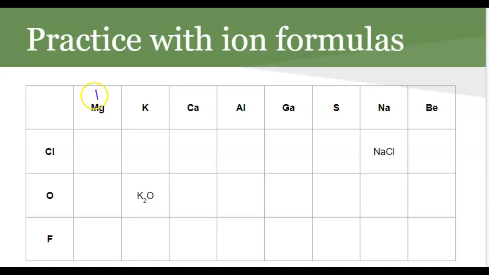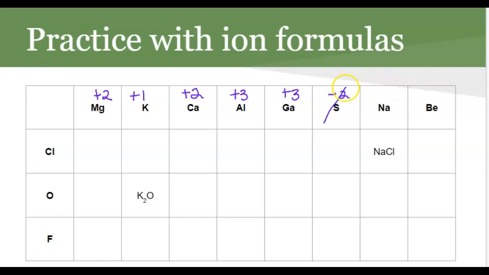Magnesium is in the second column, so it's plus 2. Potassium is in the first column. Calcium is in the second. And see, these are all of your positive. Ga, let me find where, it's in the same column as aluminum. S is going to be minus 2. I wonder if that's a typo, but maybe not.